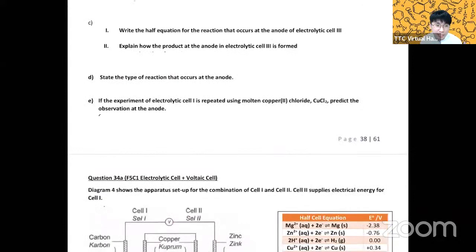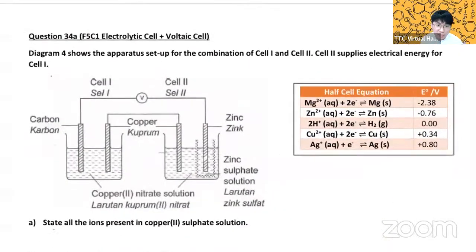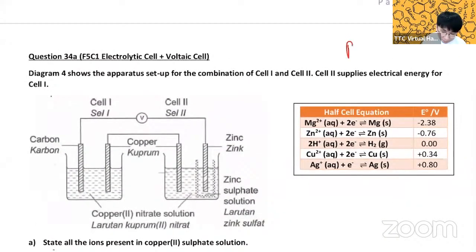So combination is on the next page, page number 39. It's on here. Because we all know that electrolytic cell and voltaic cell can combine questions into one cell. If you look at this picture here, we have this thing called the combination of electrolytic cell and voltaic cell.